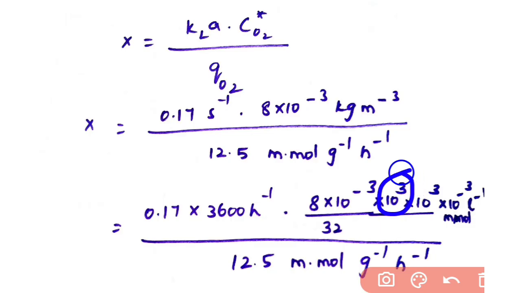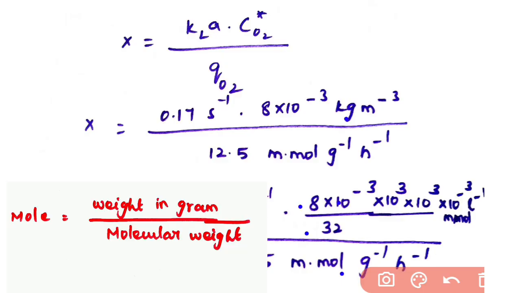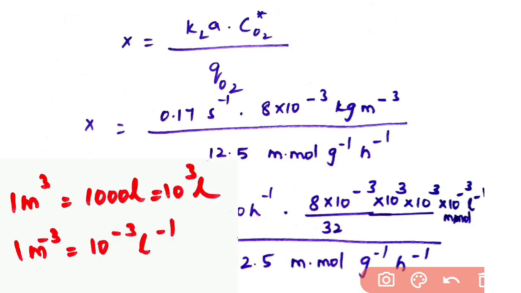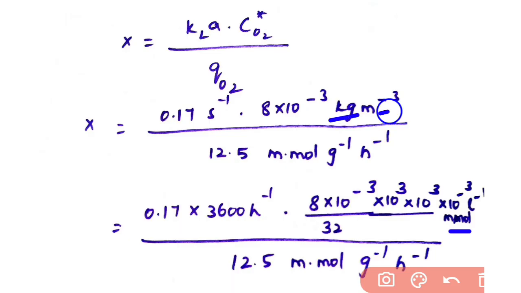This 10³ is kg to gram, and this 10³ is mole to millimole. You divide by 32 because you are converting gram to mole, that is weight divided by the molecular weight of oxygen. Then m⁻³ should be converted to liter. As we know, 1 m³ is equal to 1000 liter, that is 10³ liter, so 1 m⁻³ is equal to 10⁻³ L⁻¹. The unit is changed from kg to millimole and from m⁻³ to L⁻¹. Cancel 10⁻³, 10³, 10³, 10⁻³.